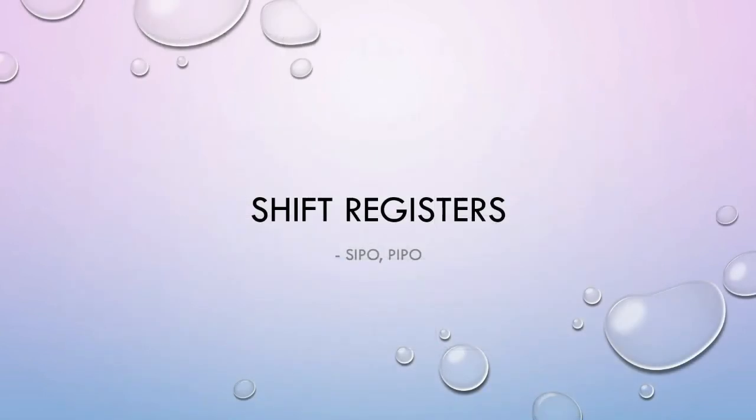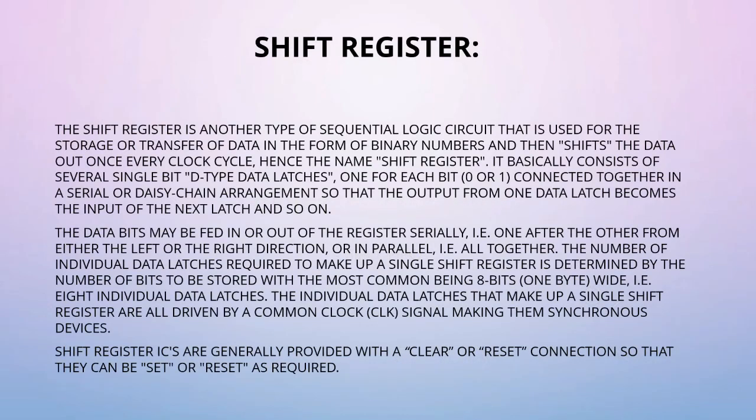Next, shift register. Shift register is another type of sequential logic circuit that is used for storage or transfer of data in the form of binary numbers and then shifts the data out once every clock cycle. Hence the name shift register.